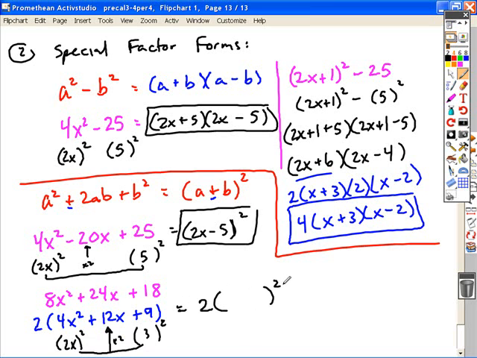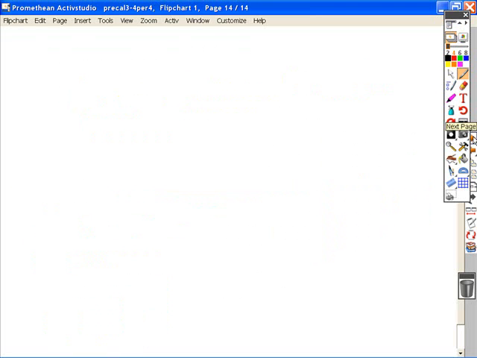You're going to have a binomial square. The binomial will be formed with the terms of 2x and 3. And the sign that goes between these will be whatever the sign is of this middle term. So in this case, a plus. All right, questions regarding these two patterns? It's the difference of squares and the perfect square trinomial form. These are the ones that you should have had some exposure to.